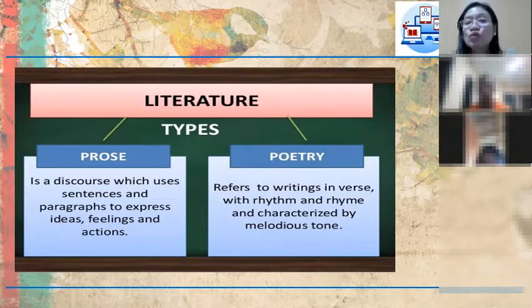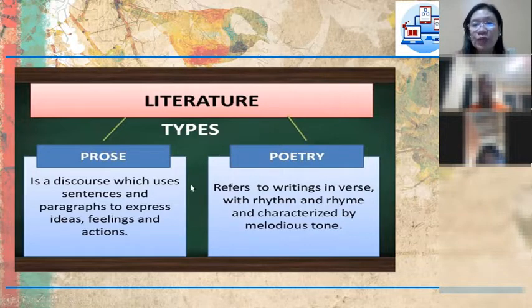Now, literature is divided into two major types or two major divisions, okay? So we have here prose and poetry. Now, what is prose and what is poetry? Prose is a discourse which uses sentences and paragraphs to express ideas, feelings, and actions. In other words, prose is written in an ordinary form, making use of sentences and paragraphs to express ideas, feelings, and thoughts. Whereas poetry refers to writings in verse with the use of rhythm, rhyme, and characterized by melodious tone.